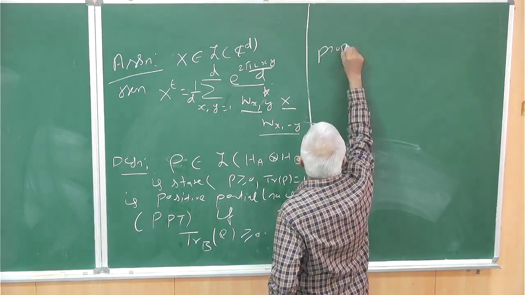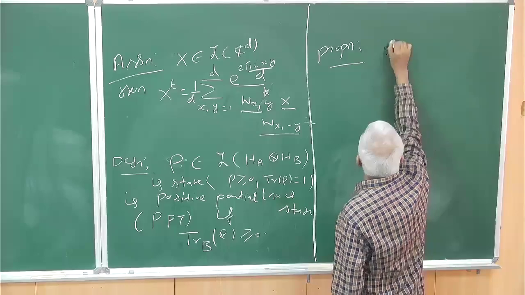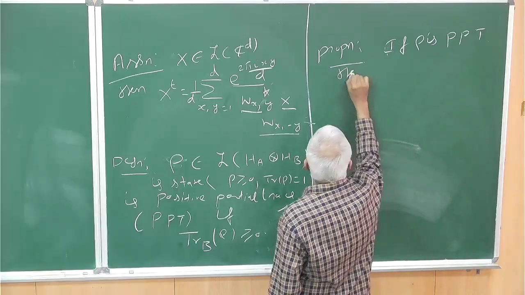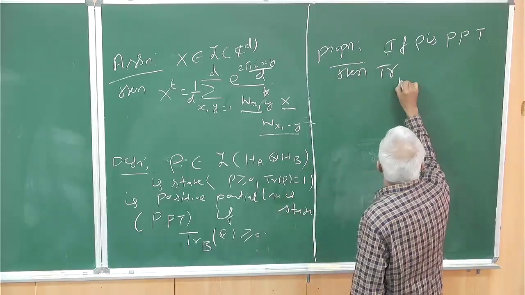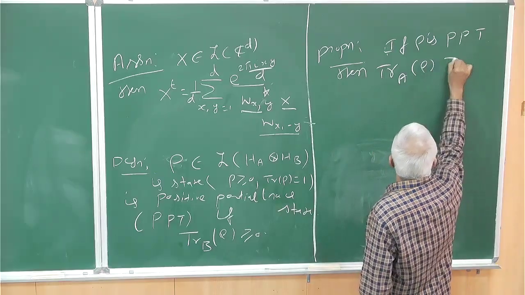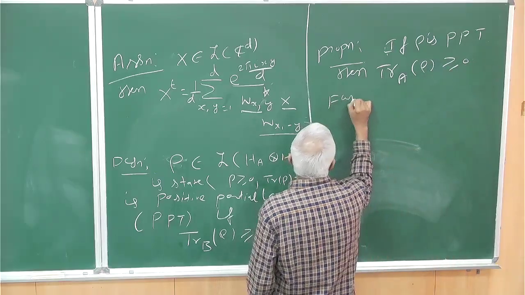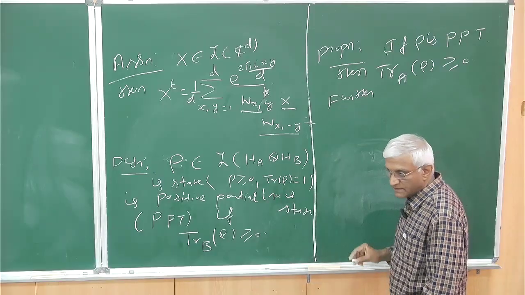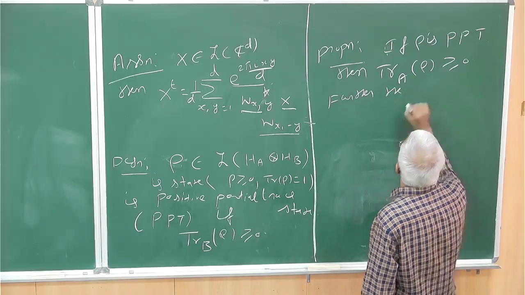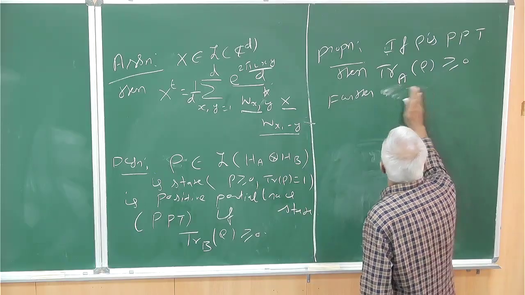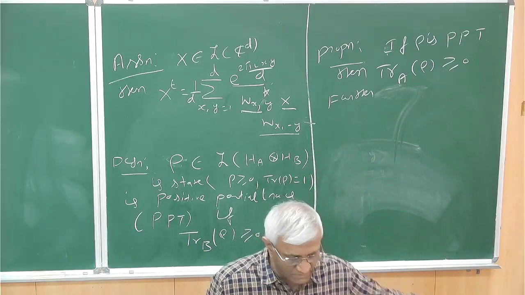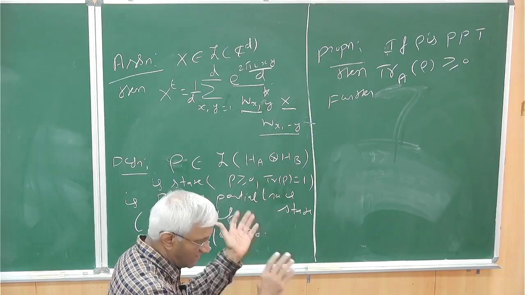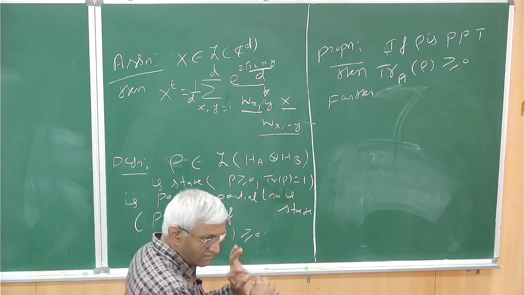Proposition: if rho is PPT, then we have defined it through B, it doesn't matter, trace A of rho is also positive. Further, the positivity does not depend on the orthonormal basis. You can fix another orthonormal basis and write the matrix with respect to that, and then take the trace. That will also be positive.